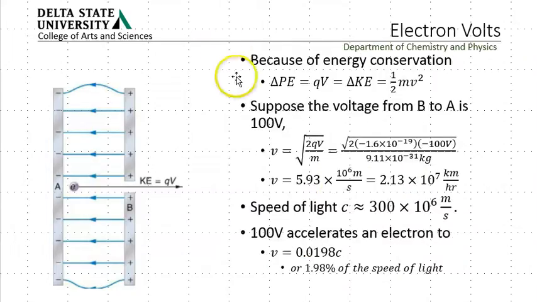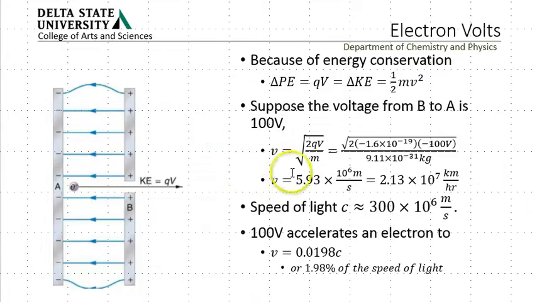All right. Because of energy conservation, as said before, the change in potential energy ends up being QV, which ends up being the change in kinetic energy, which is 1/2 mv squared, the kinetic energy. So if we accelerate an electron through a voltage V, using 1/2 mv squared equals QV, we can find the velocity it ends up at, right?